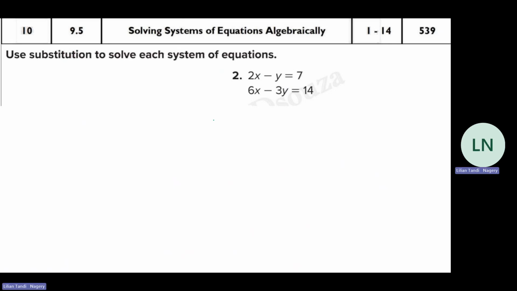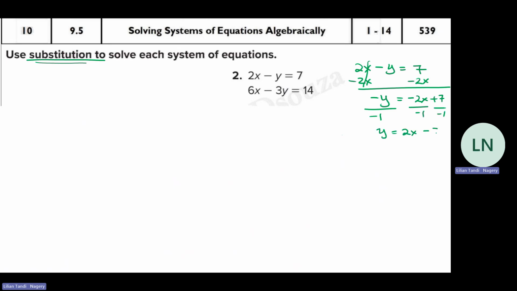The question says we must use substitution. That's what the question said. Okay? So I'm going to start with y. So I'm going to do over here. 2x minus y equals 7. Subtract 2x on both sides. This goes away. Negative y equals negative 2x plus 7. So divide all your terms by negative 1. y equals 2x minus 7.